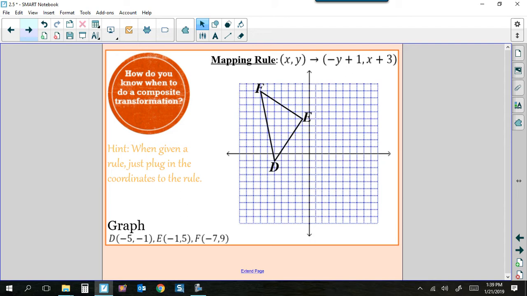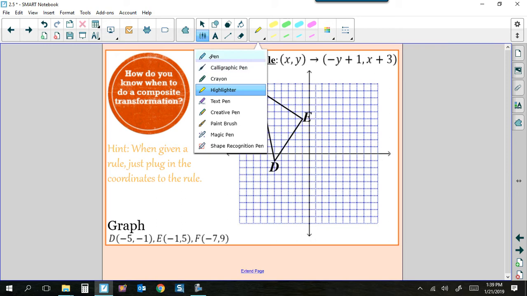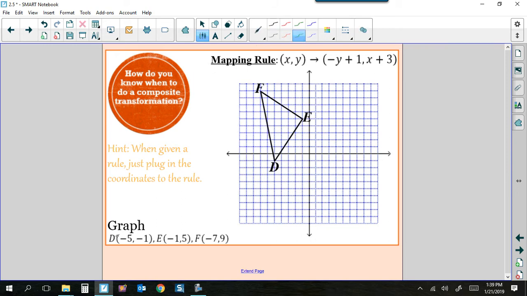Okay, so you should have graphed the triangle where we have it. If I was going to take this triangle and plug point D into the rule, you can see that D has a y value of -1, so it's going to become a -1, and then I'm going to add 1 to it. That's going to give me my new x coordinate. Then after, you have an x plus 3 for your rule. Well, my x is -5, so I would plug in -5 and add 3 to it.